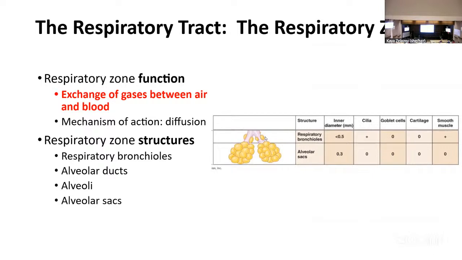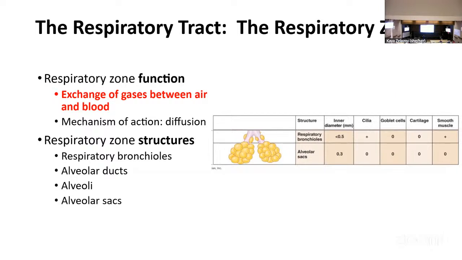Okay. So they're getting small here. They're less than 0.5 millimeters in diameter, and they're small enough, and their linings are thin enough, that we can allow gases to cross between the air and the blood that's lying right next to all of these divisions. When we have gas exchange happening, reminder, the gases that we're interested in, oxygen and carbon dioxide, are small and nonpolar, so they can cross cell membranes relatively easily.